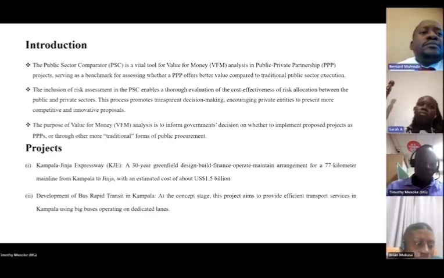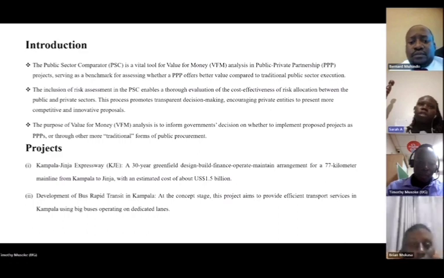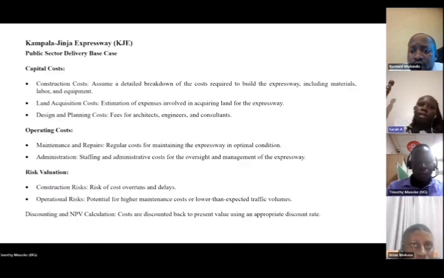The projects that the group has assumed and simulated are the Kampala-Jinja Express Highway, which is a 30-year develop, build, finance, operate, and maintain project, and development of a bus rapid transit in Kampala. The public sector delivery base case looks at costs such as capital costs like construction and land acquisition, and then operating costs, maintenance and administration, and risk valuation like construction and operational risks. I invite my colleague Brian to take us through the next slide.